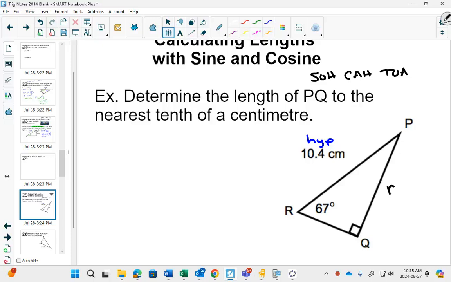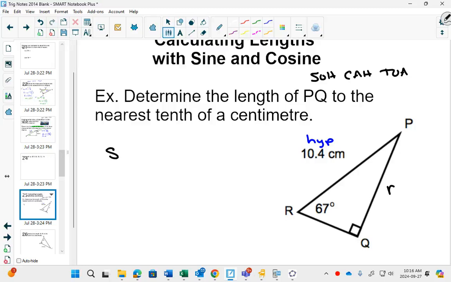I know the hypotenuse. It makes me think I should choose either sine or cosine because I know the hypotenuse. I know the 67 degrees. Technically, I know the other one too, but I'd have to do a little bit of math to figure it out. So if I know the 67 degrees and I want to find R, is R opposite or adjacent from 67? It's the opposite. So I know the hypotenuse, I want to find the opposite, I should use sine.